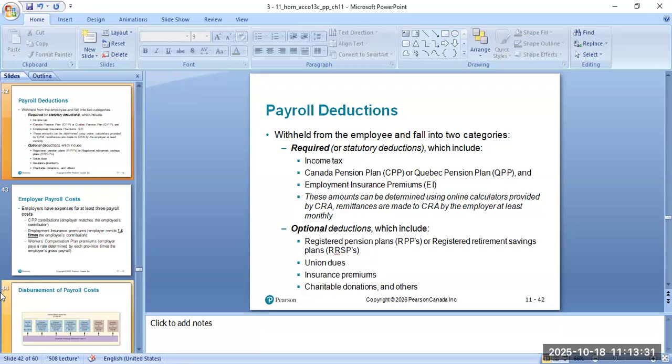Now, there might be optional deductions. The optional deductions are if the employee contributes to registered retirement savings plans or a registered pension plan from the employer, union dues, some insurance premiums, charitable donations, and anything else. So you have statutory deductions and optional deductions. Again, statutory deductions, you cannot skip those. You have to deduct that money from the money that you're paying to the employee: income tax, Canada Pension Plan, employment insurance.